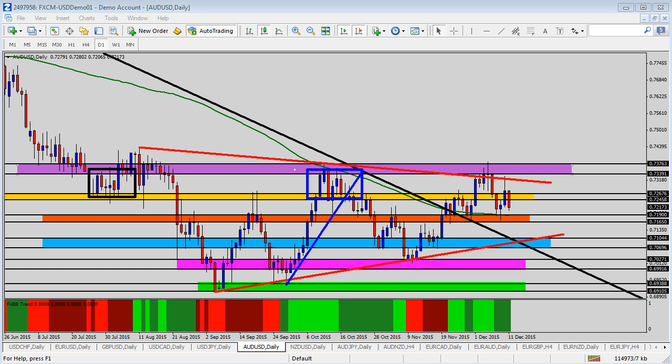In just a moment, we'll be taking a look at the GBPUSD, Great British Pound versus the US dollar for today's analysis. But first, I want to recap a couple of the trade suggestions over the past few days. First off, starting here on the AUD-USD, the Australian dollar versus the US dollar.